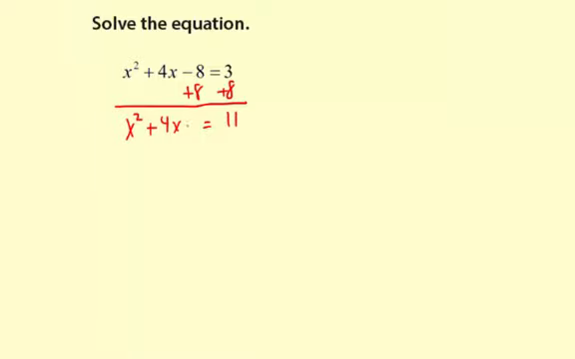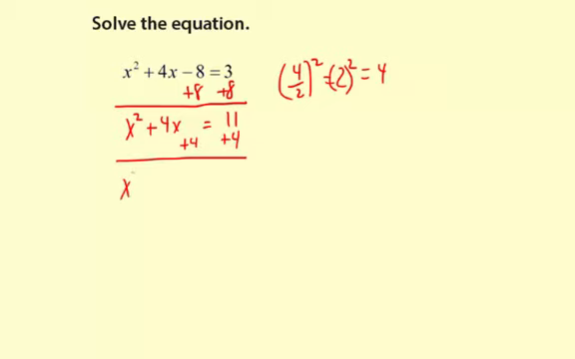Okay, now I need to create this constant term. I'm going to take this 4, divide it by 2, and then square it. That's how you make the constant term for the perfect square trinomial. So 4 divided by 2 is 2, so that's 2 squared, which is 4. So I'm going to add 4 to both sides. x squared plus 4x plus 4 equals 11 plus 4, which is 15.